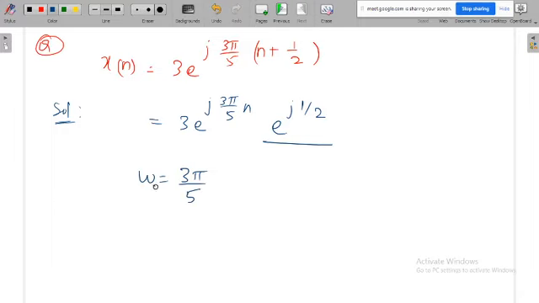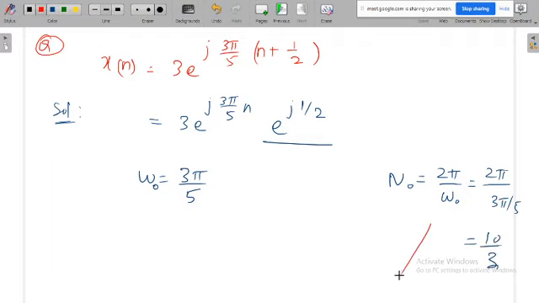Suppose this is the frequency, but if you use this formula blindly, that n naught is equal to 2 pi by omega naught, 2 pi by 3 pi by 5, you will get 10 by 3 as your answer, but that answer is wrong. Why? Can anybody tell why the answer is wrong? It is not an integer.